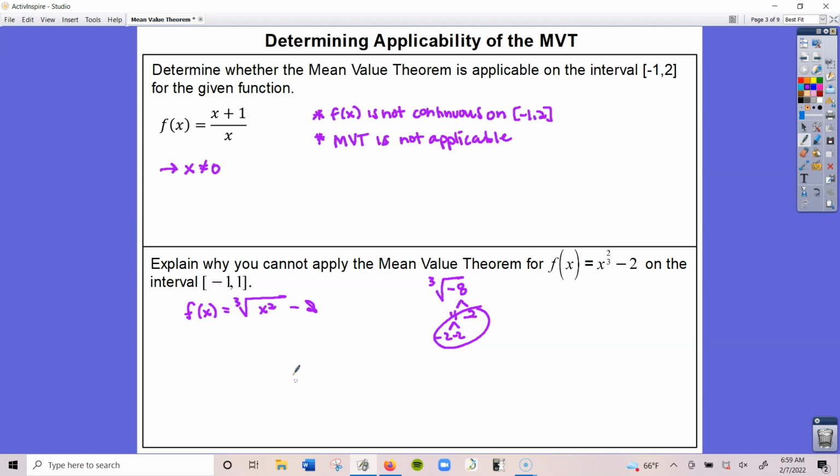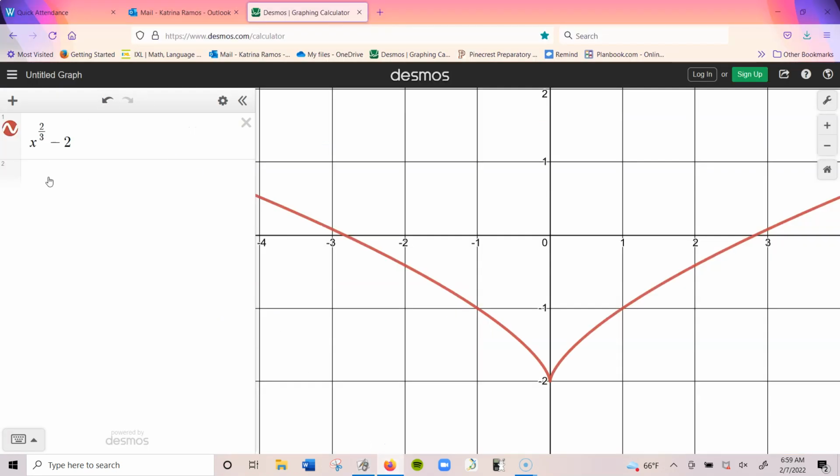So let me show you what that graph looks like so you have a visual. This is that graph. And you can see that from -1 to 1, it is continuous. I can trace the entire thing without lifting my mouse. So therefore, this would be considered continuous. However, what we do see here is a cusp, meaning that it's not going to be differentiable. And that's the second condition of MVT.